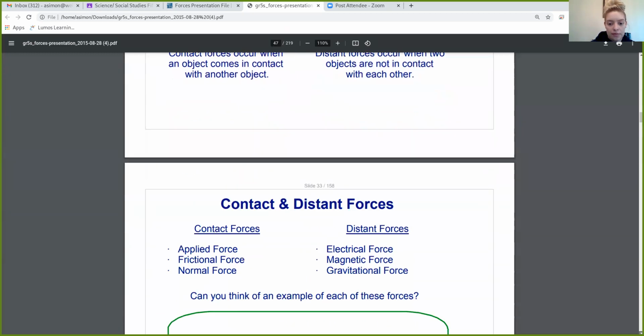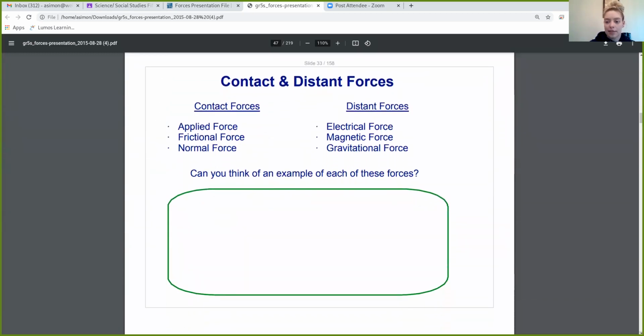All right, moving on. Now, here are your different types of contact forces, and we'll get more specific into each one as we go. Today, we're just introducing contact and distant forces. So, the three types of contact forces are applied force, frictional force, and normal force. Go ahead and put that down in your notes. And then our three types of distance forces are electrical force, magnetic force, and gravitational force.